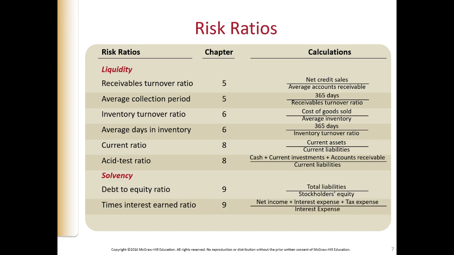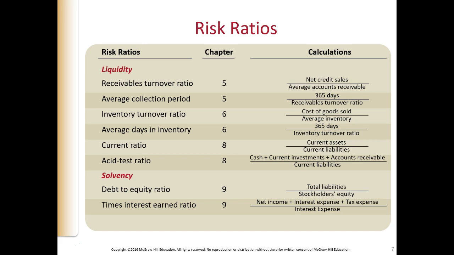We have two solvency ratios, debt to equity. You just want to see how the company is financed. How much debt do they have compared to equity. So divide total liabilities by total stockholders' equity and see what number you get.